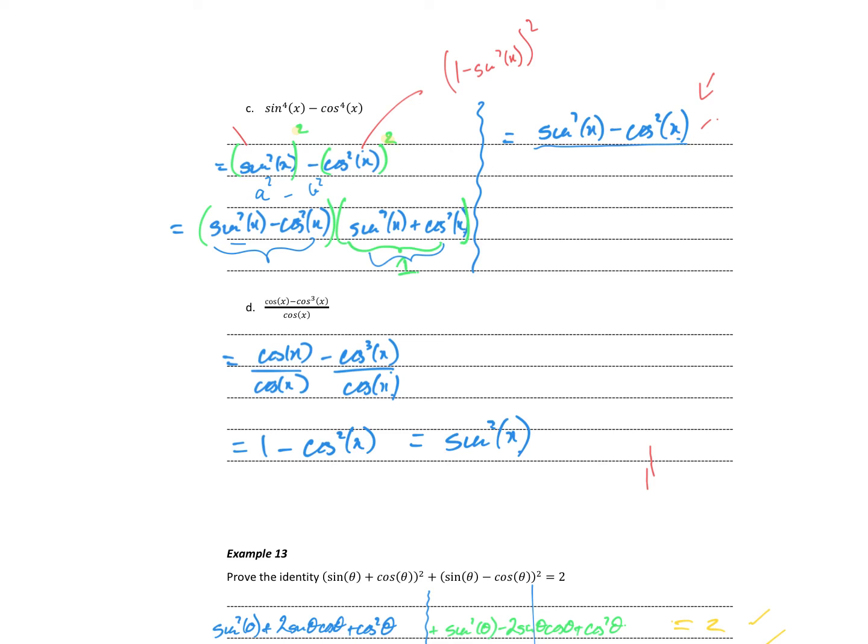For D, I thought the simplest way was to split the fraction. Cos x on cos x is 1, cos cubed on cos is cos squared, so I get 1 minus cos squared, which of course is sine squared.